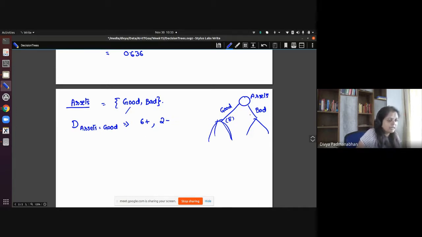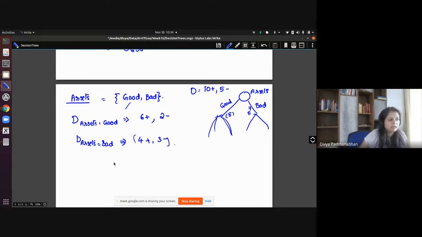Now on the other side, on the branch where assets was bad, what was left? In the entire training set we had 10 plus and 5 minus, so what was left is 4 plus and 3 minus. So here there were 7 examples with this kind of a distribution. Now you can find the entropy of each of these branches. So here the entropy is going to be what? Can you tell me?